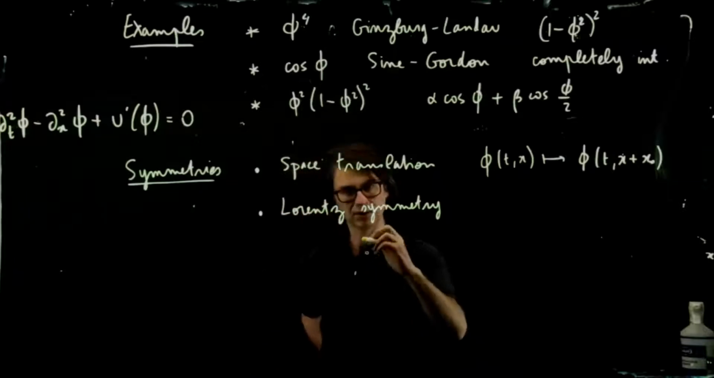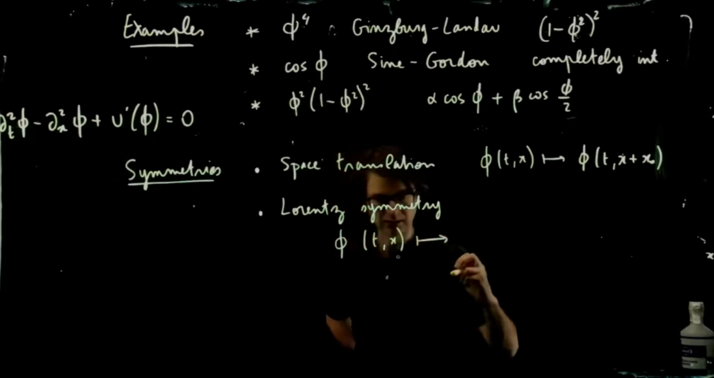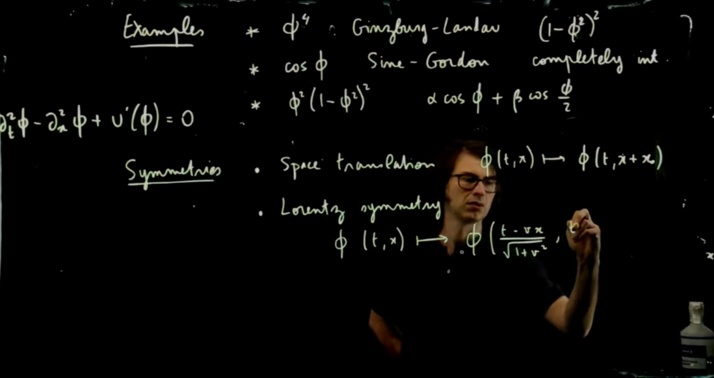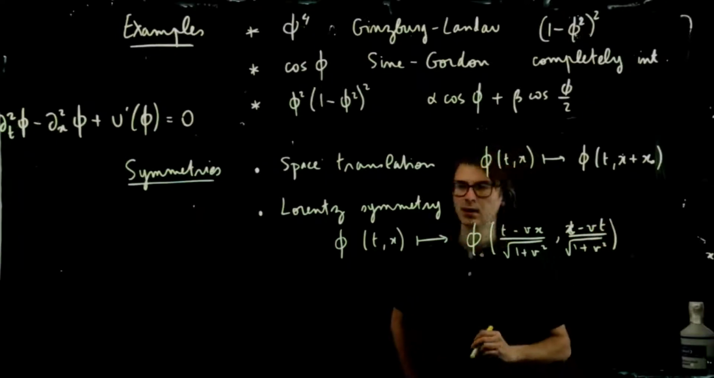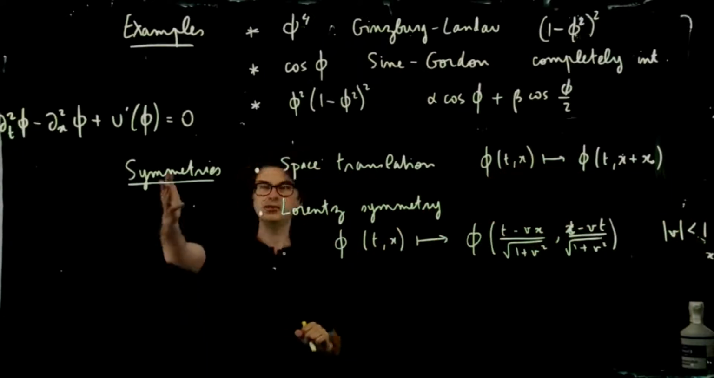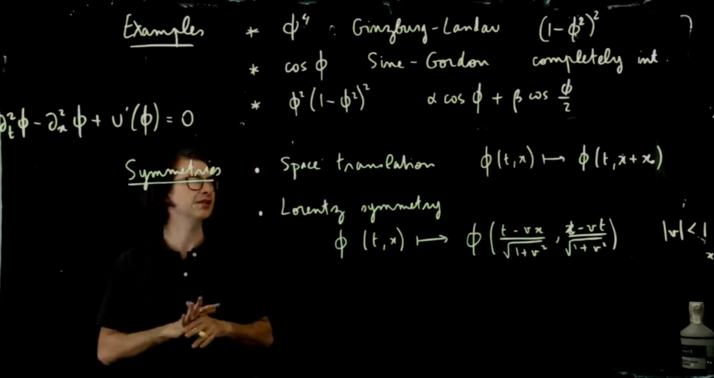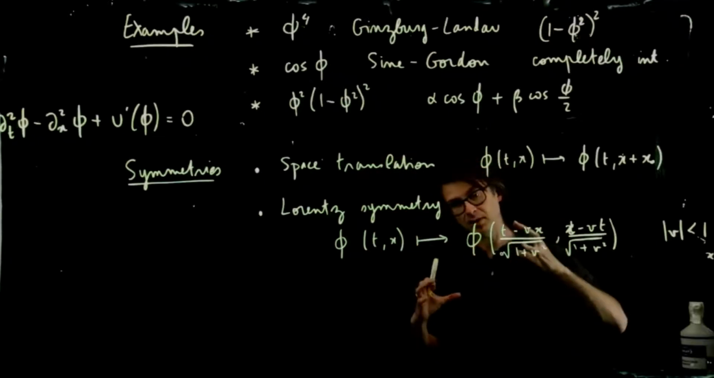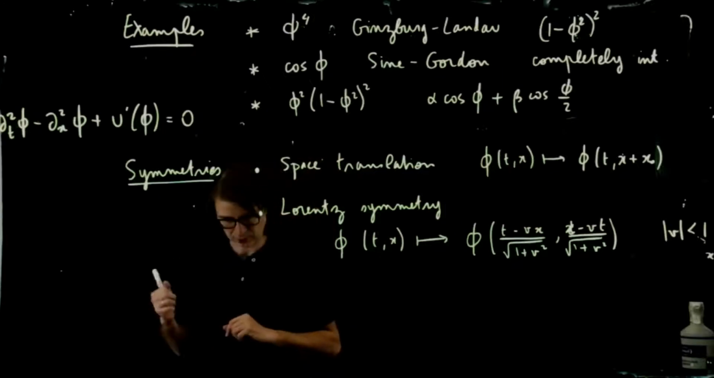In particular, the Lorentz boosts, which are given by the following transformation. Take phi of t, x, and you map it to phi of the boosted coordinates, where v is less than 1. So you see, you can apply these two symmetries to kinks. Well, if you apply the first symmetry to kinks, you just translate the kink, so it's not very interesting. If you apply the second symmetry to kinks, then you see that the kinks change their shape a little bit, and they start moving at a certain velocity v. This is how you can get kinks to collide.